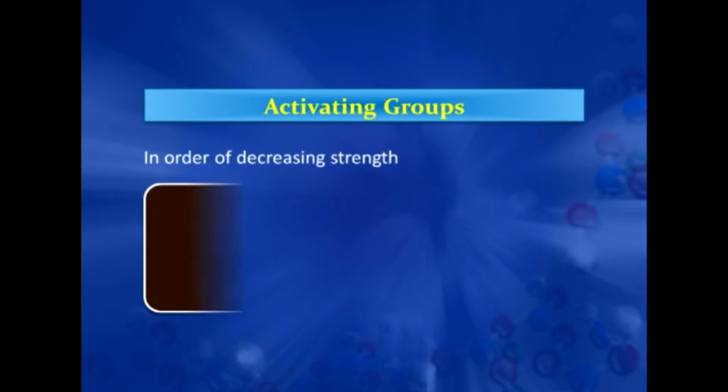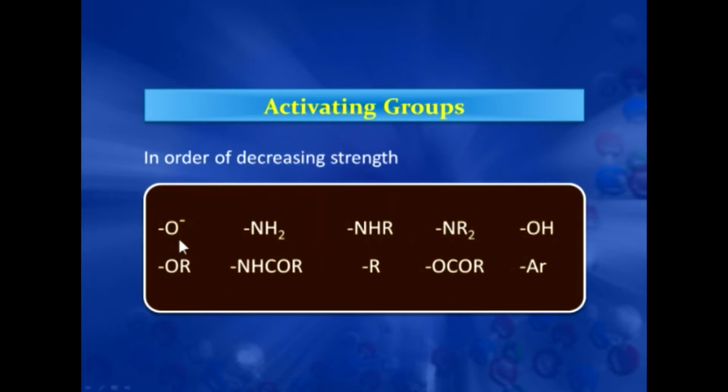Now, the groups which increase the electron density of a ring, in order of their decreasing strength, are: O minus, for example in phenoxide; NH2, for example aniline; substituted anilines, NH with one substitution; N,N-dialkyl; phenol; ether; a type of acetanilide; then alkyl benzene, esters and diaryls. So, in this order, their donation decreases.